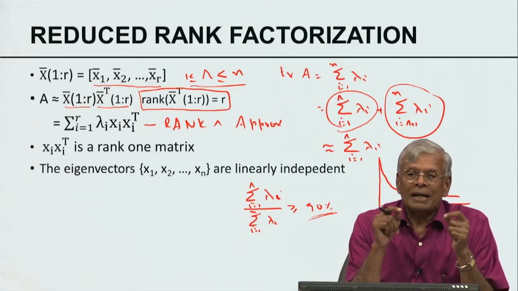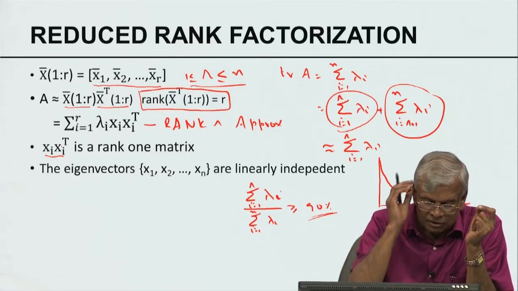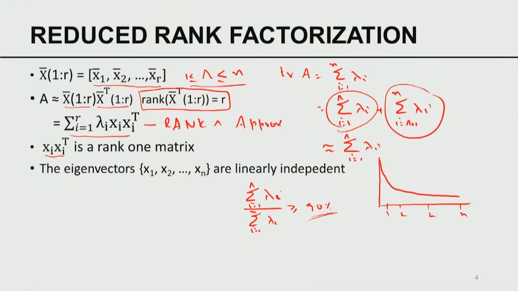So we can talk about rank r approximation. In this case, x_i x_i transpose is a rank 1 matrix. A sum of r rank 1 matrices gives you a rank r approximation. Now please realize these eigenvectors, to start with, are all linearly independent, so the first subset of r are also linearly independent. So these are all the choices one has in terms of approximation.